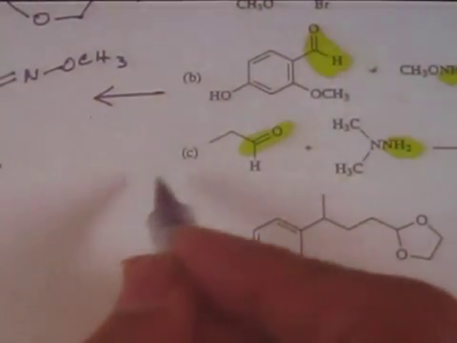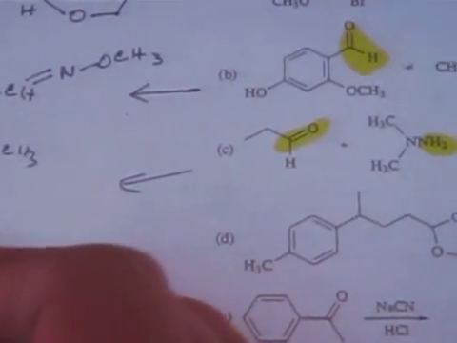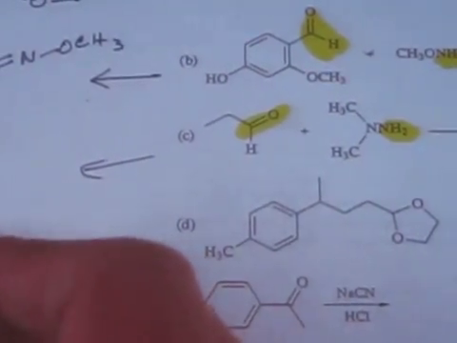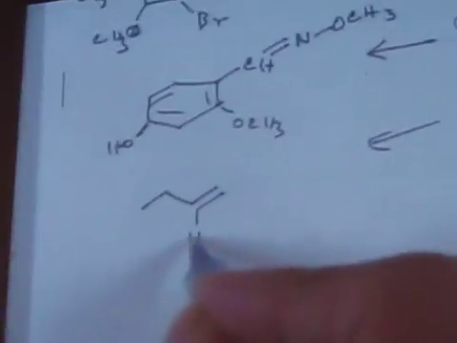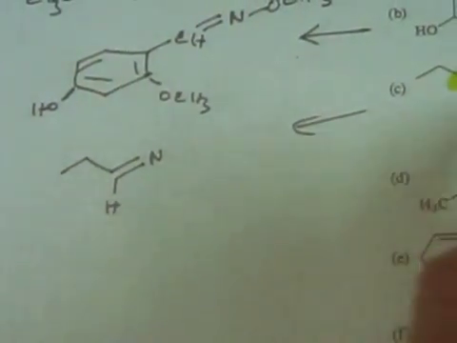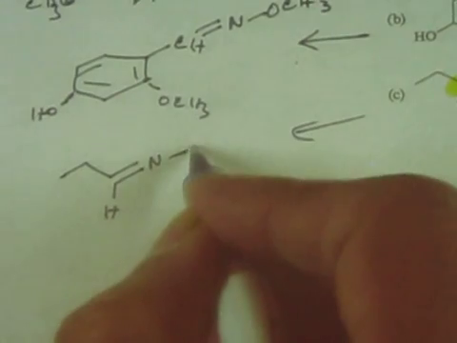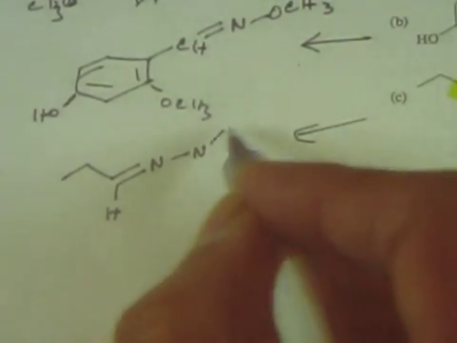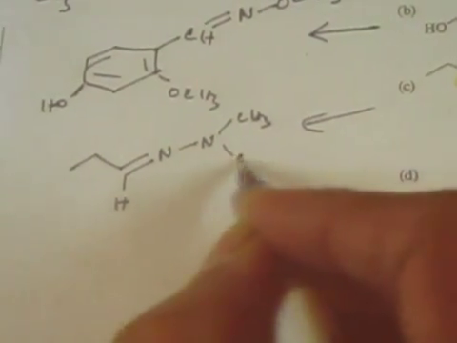And the next one is again very similar. You have the NH2 here and the C=O here. Those are the two functional groups that are going to react. So N connected to another nitrogen and the two methyl groups.